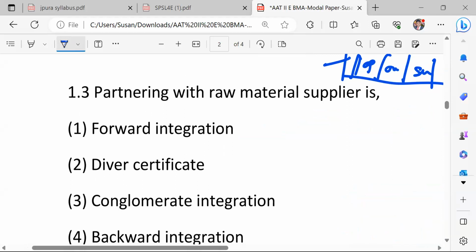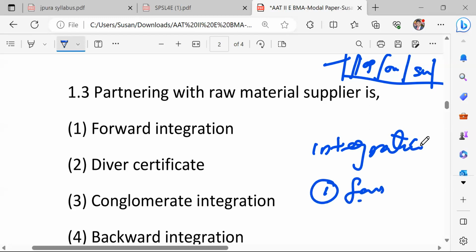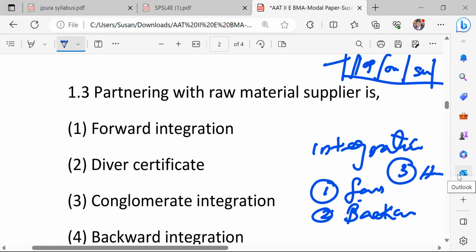Partnering with a raw material supplier is... Now, in strategic management, we have learned different strategies. Integration is a strategy. We have discussed a few main types: first, forward integration; second, backward integration; third, horizontal integration. What is forward integration?